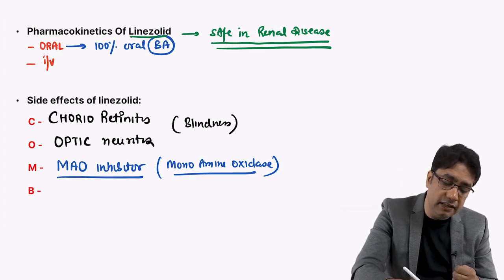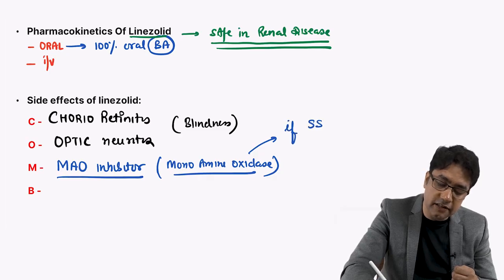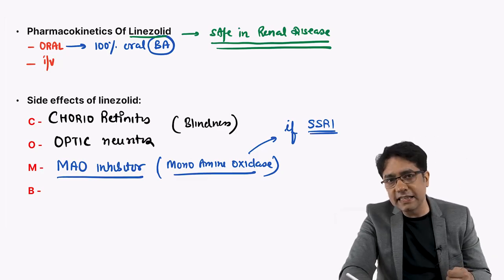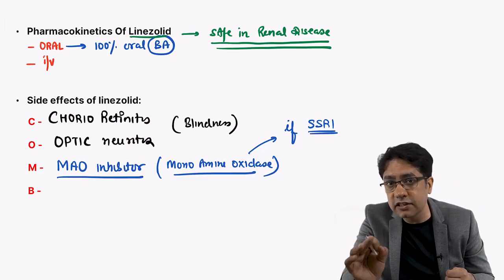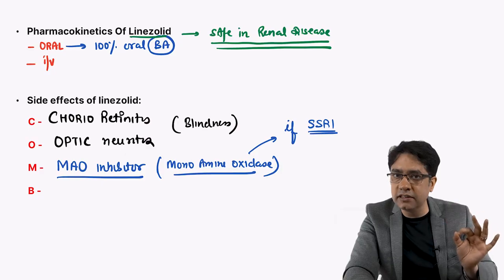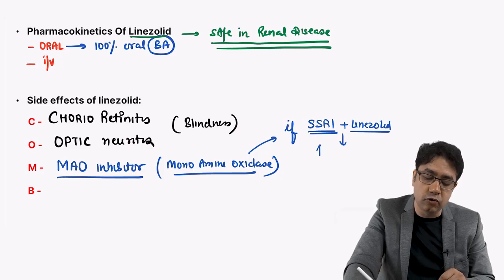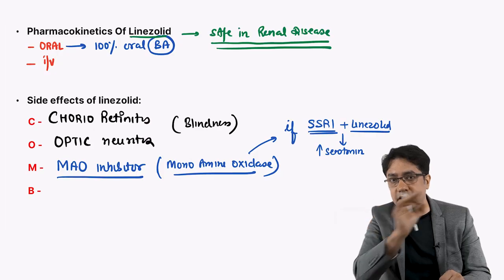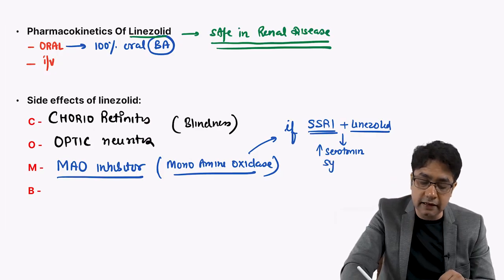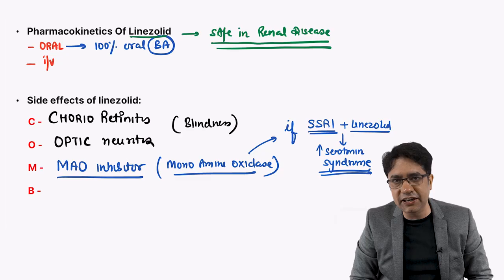All amine molecules are degraded by the MAO enzyme, monoamine oxidase, like serotonin, histamine. If we combine linezolid with antidepressant drugs like SSRI, they increase the levels of serotonin, and serotonin is degraded by the MAO enzyme. So if we give linezolid with SSRI or antidepressant, the levels of serotonin will increase drastically. Because linezolid inhibits the degradation of serotonin, it can cause serotonin syndrome, especially when combined with antidepressants.